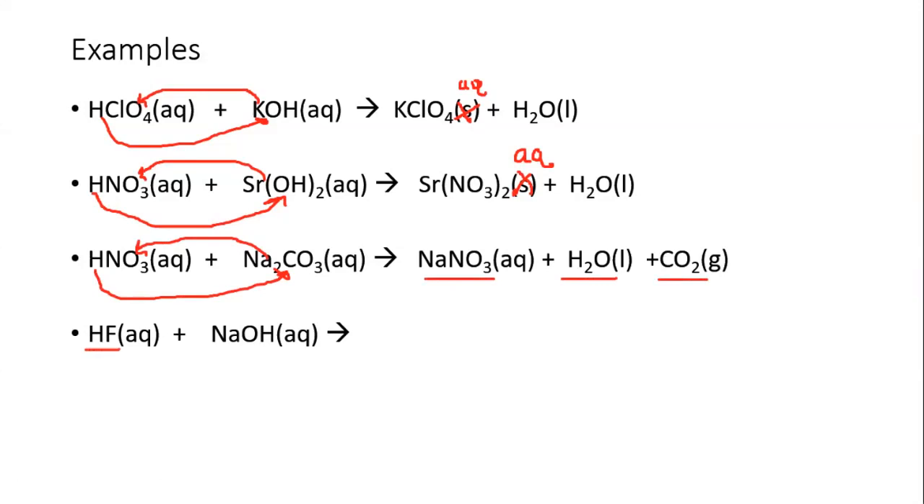Lastly, we have HF, which is a weak acid. So the H is going to react with the hydroxide of the strong base, and the sodium is going to react with the fluoride. And so here we get a salt and water as well. So again, acid-base reactions are a type of double displacement metathesis reactions.